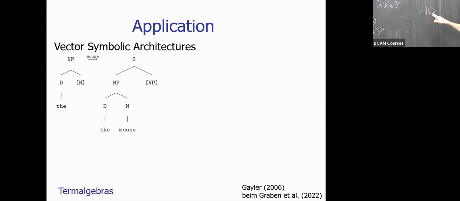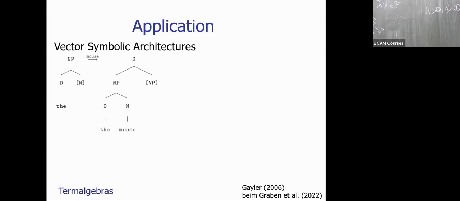The vector of T, the basis vector of the symbol T, is bound via a tensor product to the mother position, the mother role in such a binary branching structure. Then we take the direct sum and recursively apply the Dirac vector of the subterm T1 bound to the left branching, plus T2 evaluated again as a Dirac vector in Hilbert space times the right branching.